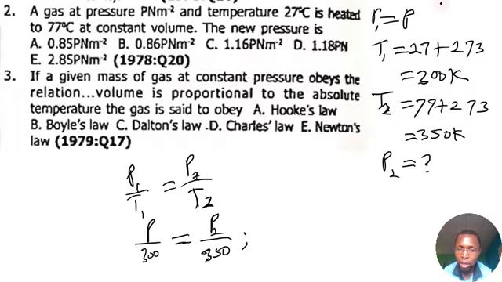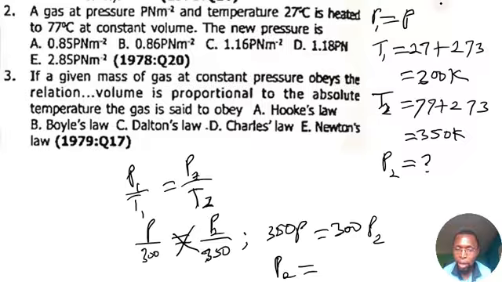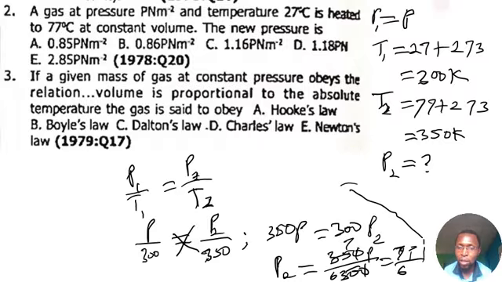So when you cross multiply this, you have 350 P equal to 300 P2. Since our P2 is our subject, dividing both sides by 300, we have 350 P over 300. So 0 cancels 0 here. Let's use 5 to divide there. 5 into 35 is 7, 5 into 30 is 6. So we have 7P over 6.